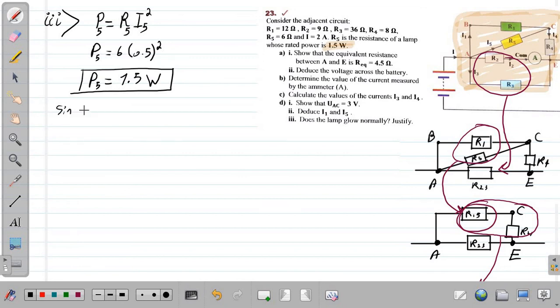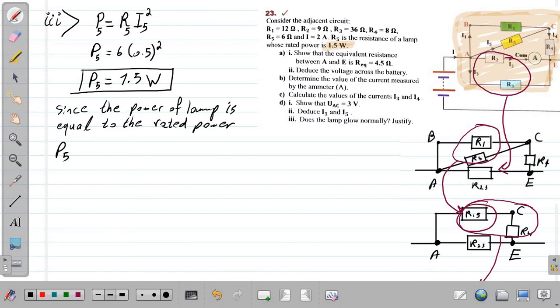وبالتالي بنكتب له since the power of the lamp is equal to the rated power، يعني الباور لللامب حاليا هو P5 is equal للrated, which is equal to 1.5 watt. Then the lamp glows normally.